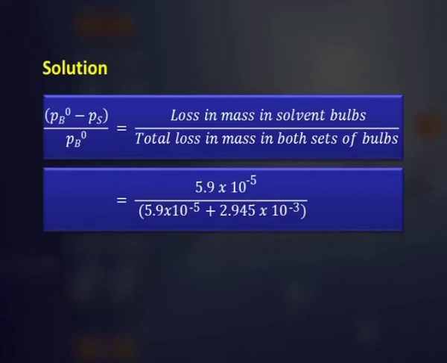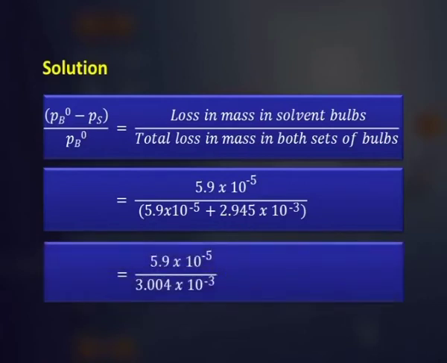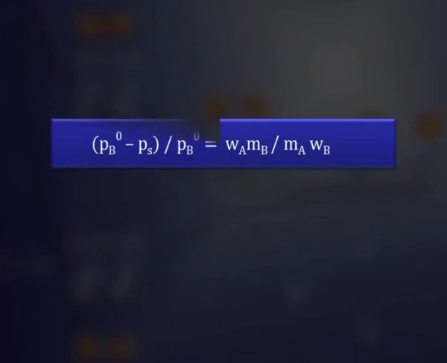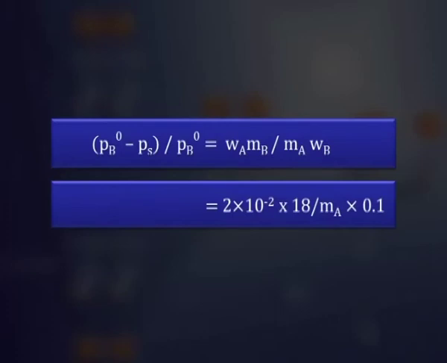Hence, P naught B minus Ps upon P naught B will be equal to 5.9 into 10 to the power minus 5 upon 5.9 into 10 to the power minus 5 plus 2.945 into 10 to the power minus 3, which is equal to 5.9 into 10 to the power minus 5 upon 3.004 into 10 to the power minus 3. Now, we also know that relative lowering in vapor pressure is equal to moles of solute upon moles of solvent for dilute solutions. Therefore, we get that P naught B minus Ps upon P naught B is equal to 2 into 10 to the power minus 2 into 18 upon Ma into 0.1.